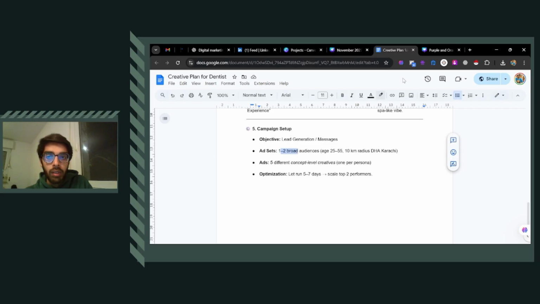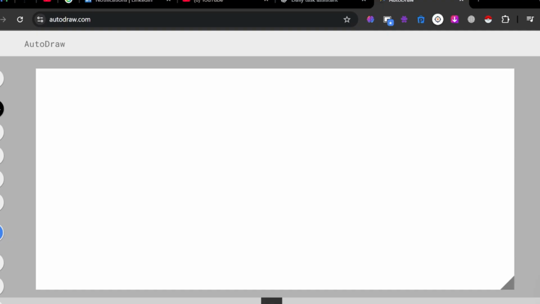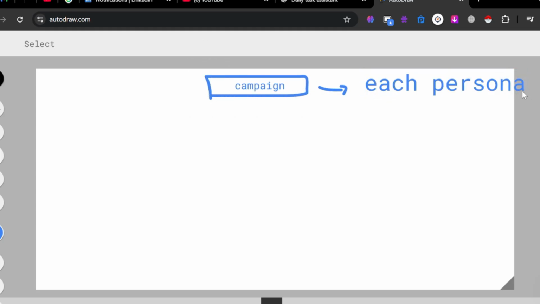So what I would recommend to you all is to go for one broad audience or one ad set, and in that one ad set you can go for multiple creatives, like 5 to 7 creatives, only one persona per campaign. So in our situation, we can go with one campaign, one ad set, and multiple creatives. I'll share the screenshot with you guys as well.